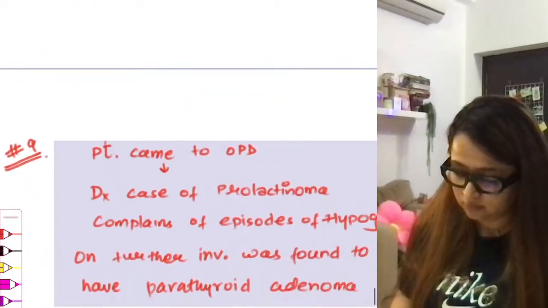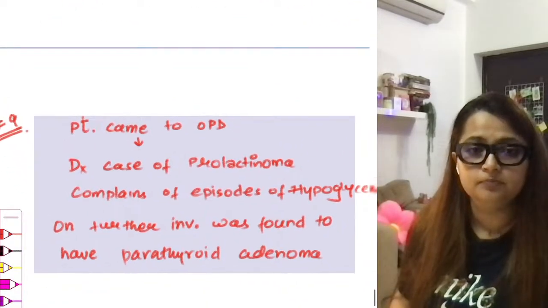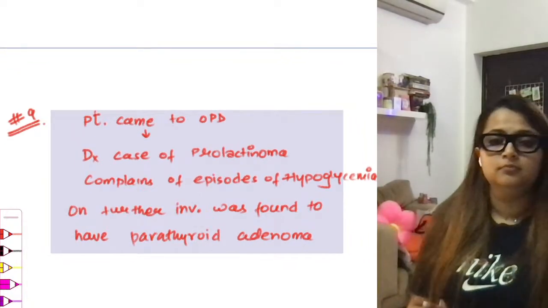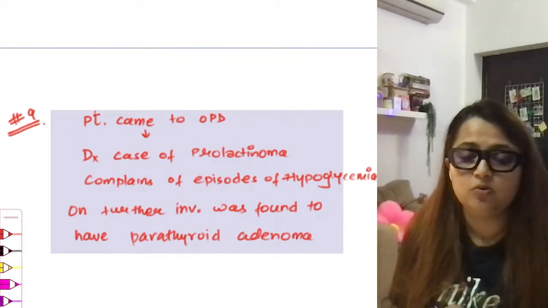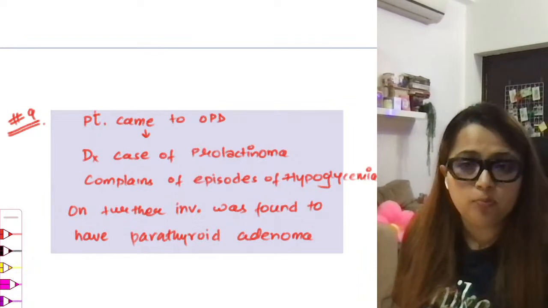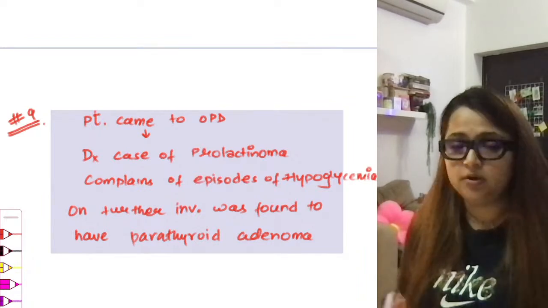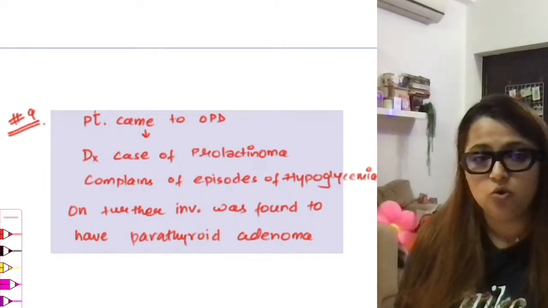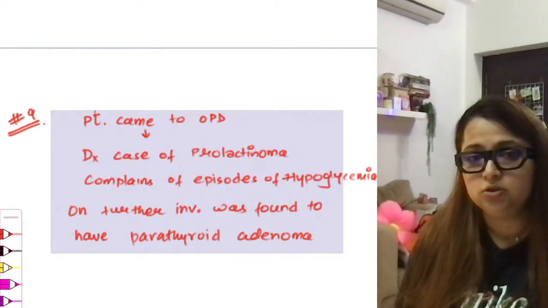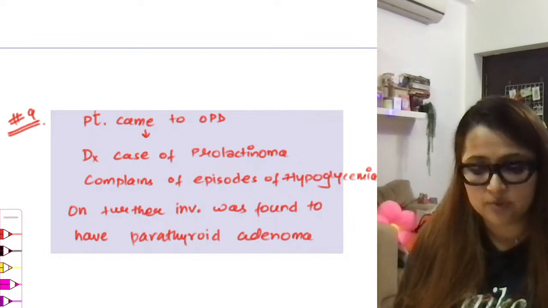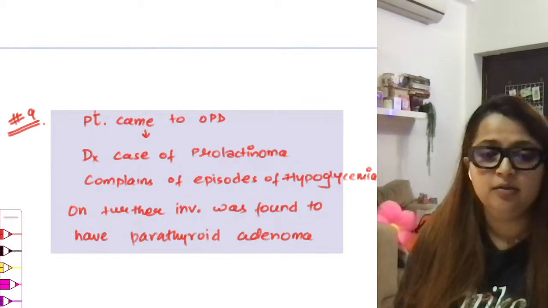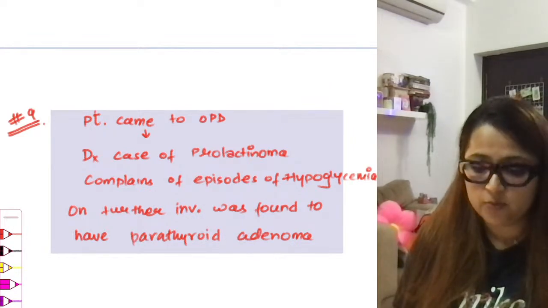Moving on, look at this history. The patient came to the OPD. The patient is already a diagnosed case of prolactinoma. Now the patient tells you, doctor, I had episodes of hypoglycemia. On further investigation, it was found that the patient has a parathyroid adenoma.